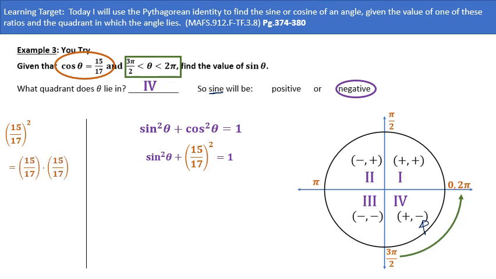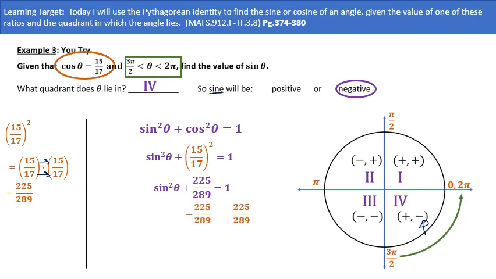All right, well, we're going to multiply 15 over 17 times 15 over 17. We're going to grab our calculator. We're going to multiply straight across the top, straight across the bottom. 15 times 15 is 225. 17 times 17 is 289. Okay, so there we go, 225 over 289. So far, so good. All right, here we go. So that means that sine squared of theta plus 225 over 289 equals 1.